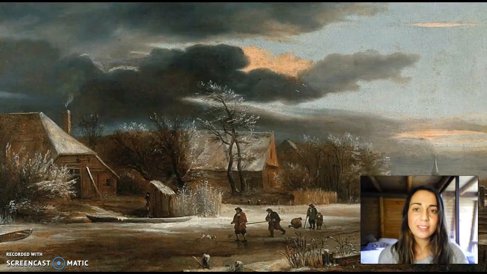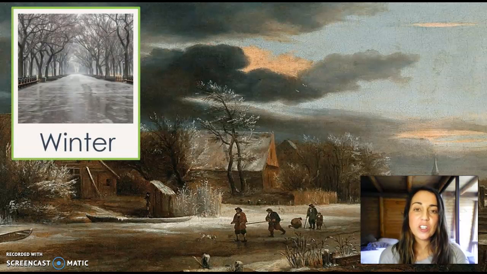Okay, and this one. What season is it? Winter. Very good. You can see by the clouds that it's cold. And look, people are wearing coats. Look at the trees. They are just branches, not leaves. Very good.